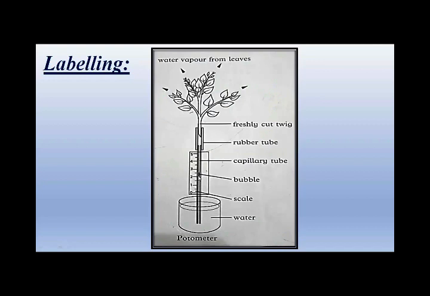After that, inside the capillary tube there is a bubble, so you will also give a label to it. This one is the bubble, and what is this? This is the calibration inside the scale, so this one is the scale, and this one is your pot, and inside the pot there is carbonated water for the process of transpiration. I hope it is clear, students.